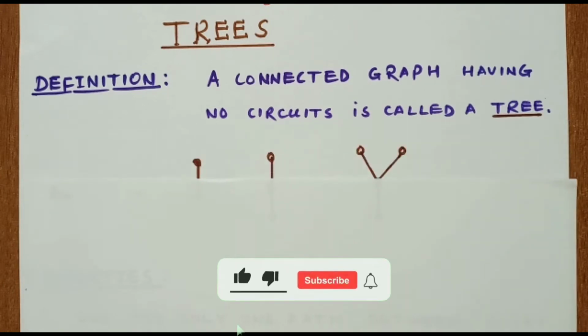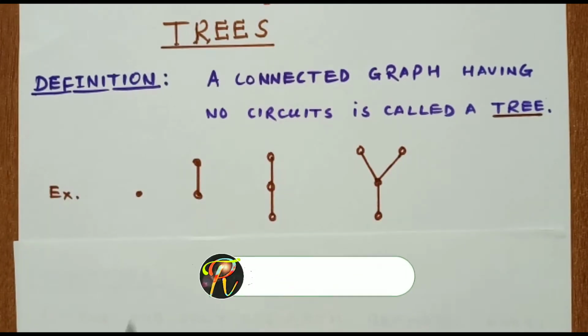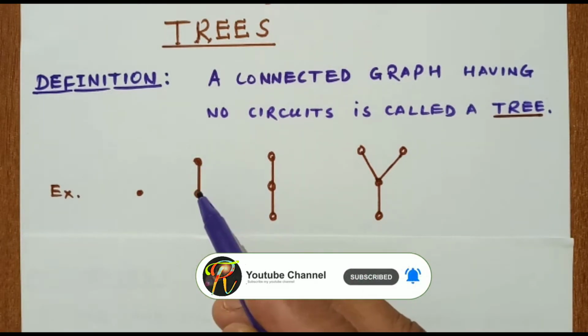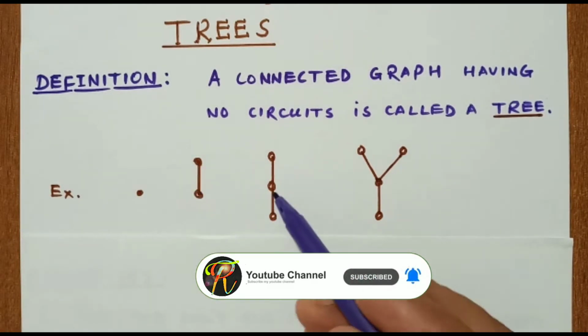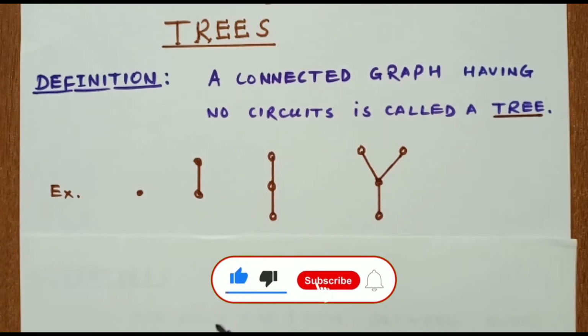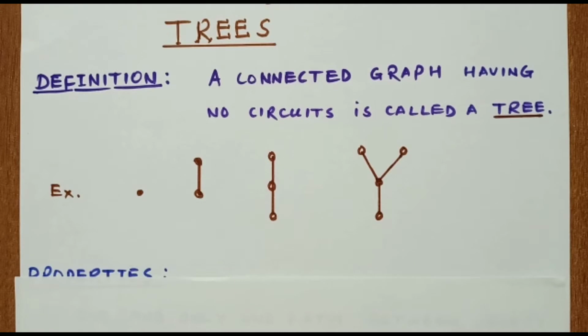For example, this is a tree of one vertex. This is a tree of two vertices. This is a tree of three vertices. And similarly, so this is very easy to explain about a tree. Now I am going to explain the properties of a tree.